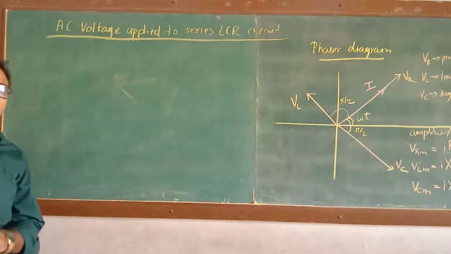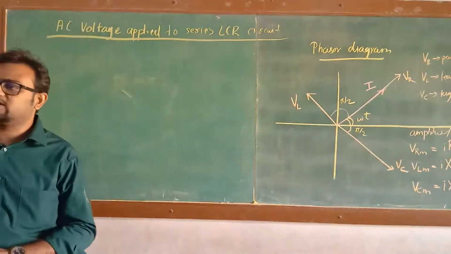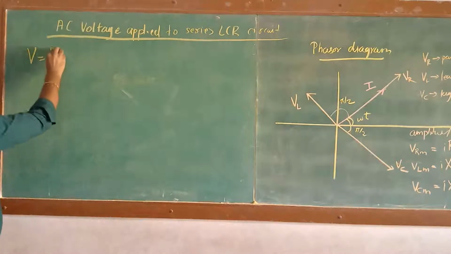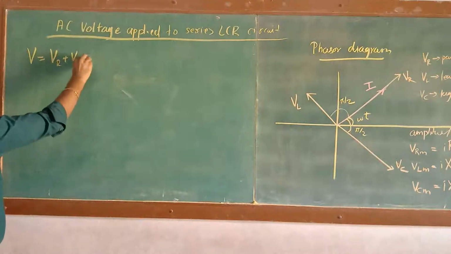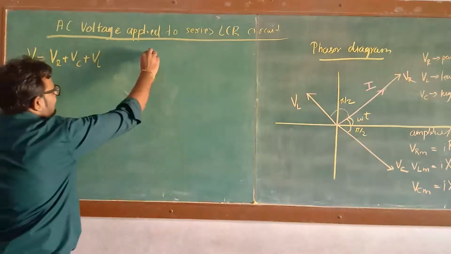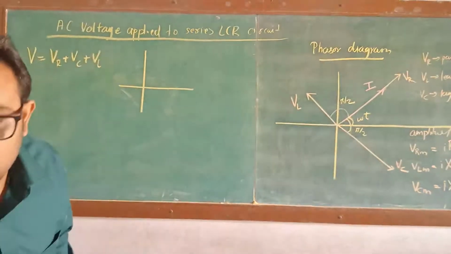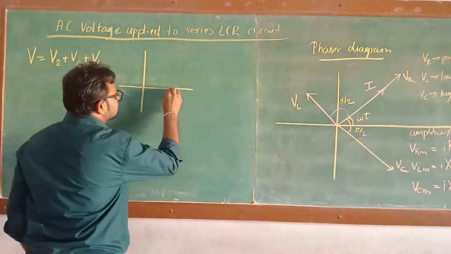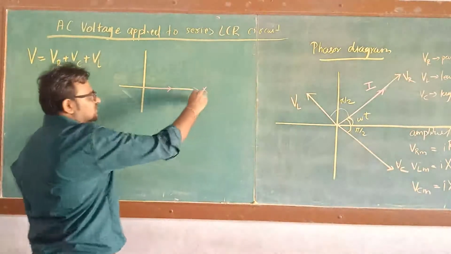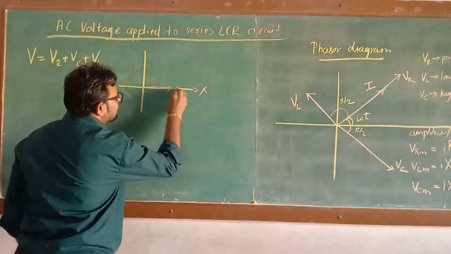Now the resultant voltage. See, inductor, capacitor and resistor, all three are connected in series. So the resultant voltage will be equal to VR plus VC plus VL. Okay. Now I am representing it once again. If I draw the current vector towards the positive x-axis, then what will be the voltage across resistor in the same direction?